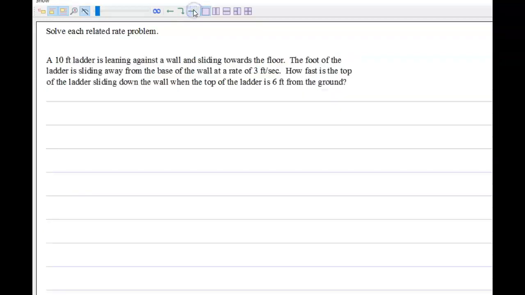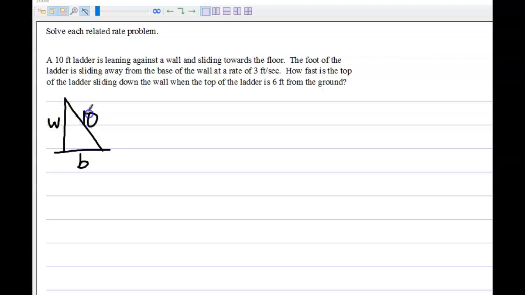All right, moving along. A 10-foot ladder is leaning against a wall and sliding towards the floor. The foot of the ladder is sliding away from the base of the wall at a rate of 3 feet per second. I'll call this B for the base. How fast is the top of the ladder sliding down the wall? We'll call this W for wall, when the top of the ladder is 6 feet from the ground.